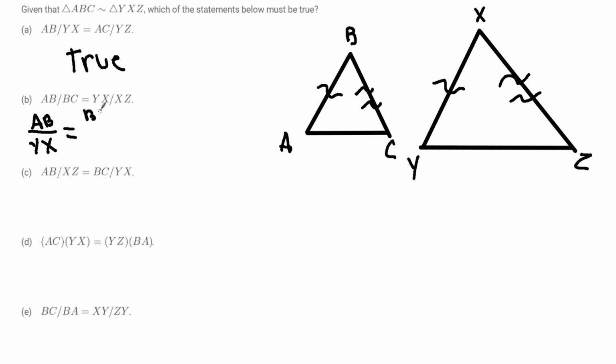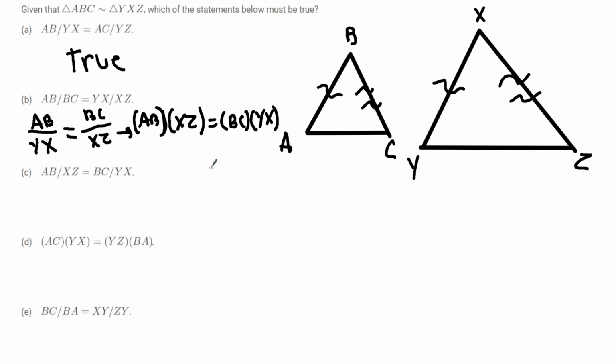BC over XZ. And if we do some cross multiplication, we get that AB times XZ is equivalent to BC times YX. That's just basic cross multiplication.